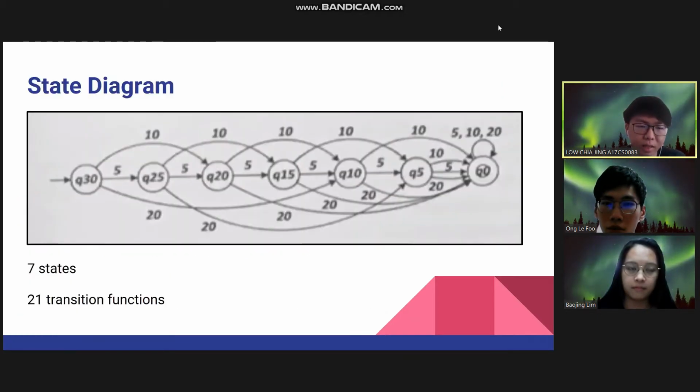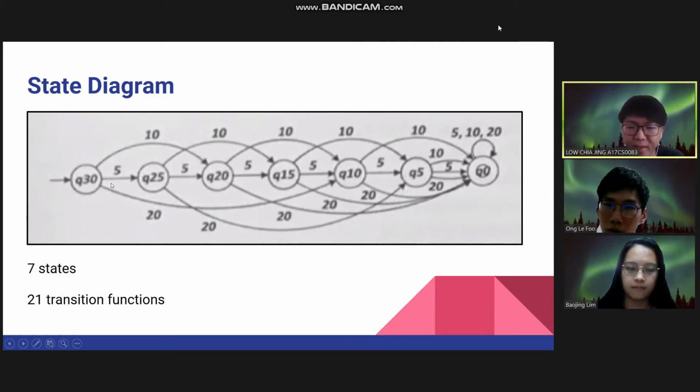So this is the state diagram, and there are a total of 7 states and 21 transition functions. In the state diagram, we can see that at the final state there is a repeat, meaning when 5, 10, and 20 cents are inputted, it will still repeat. This means that the machine will accept the overpayment and will not give change to the customer.